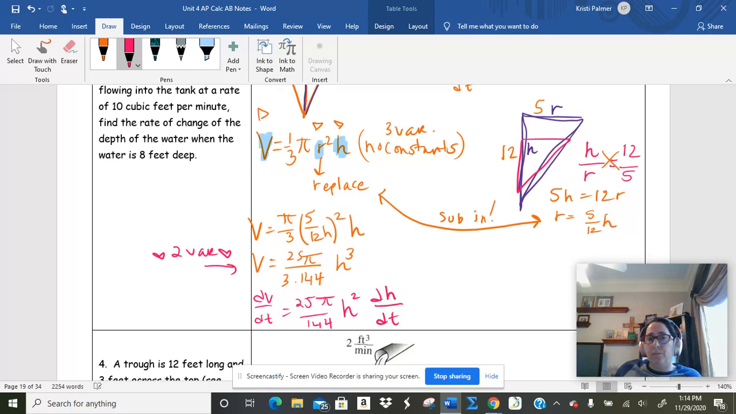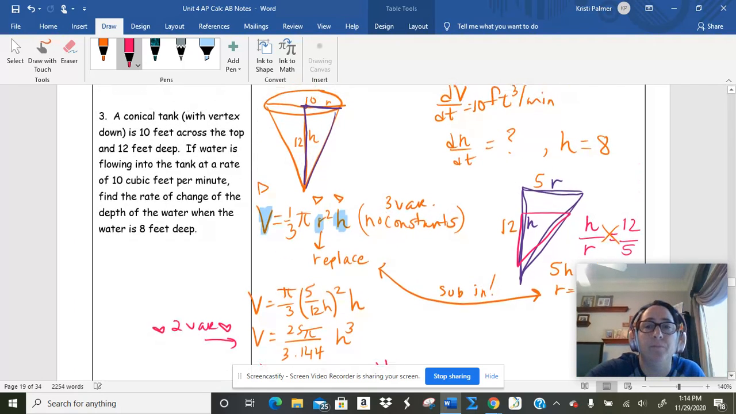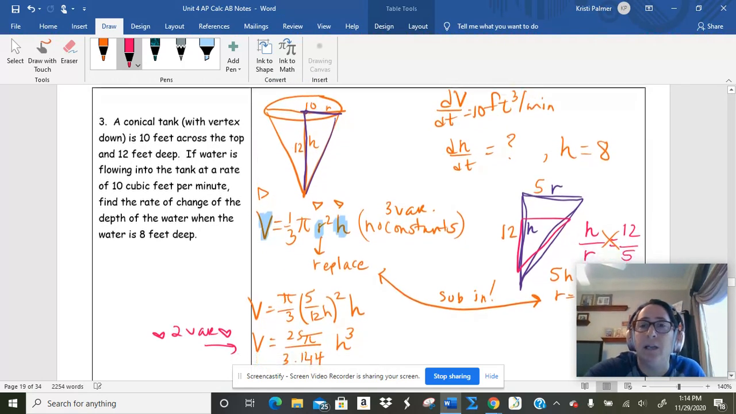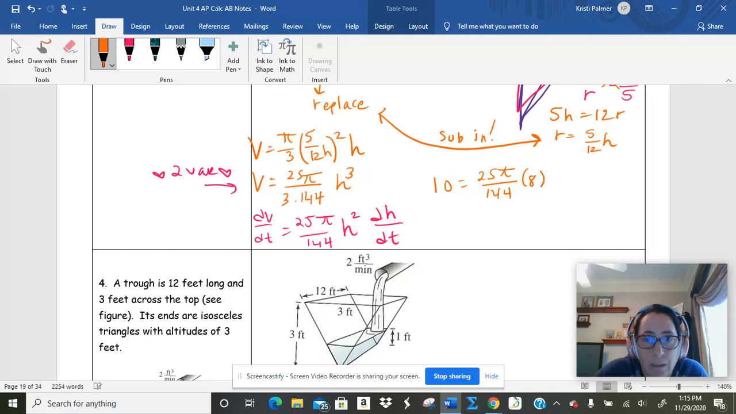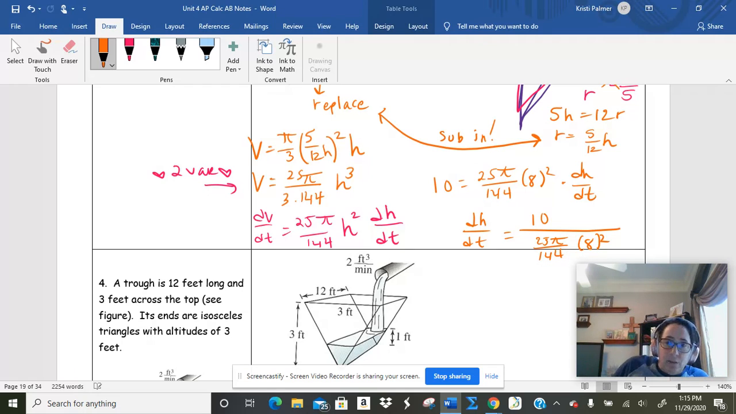Okay. Now I can plug in everything that I know and solve. So I know dV dt is 10. I know h is 8. And then it is going to be completely up to you how much you want to simplify this. If you decide to, it becomes 9 over 10 pi.